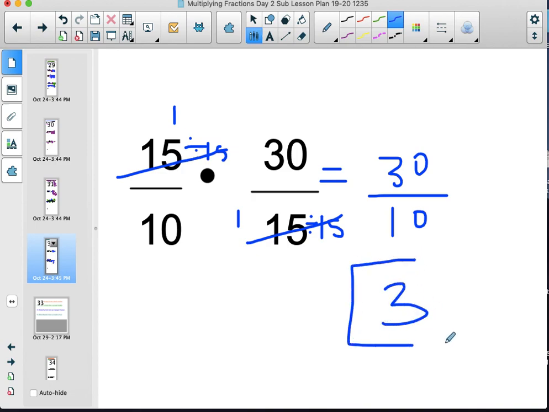Now remember, when you want to simplify using this strategy, you have to simplify by dividing one number in the numerator and that same number in the denominator. You can't go side to side. It has to be one up top and one down below.